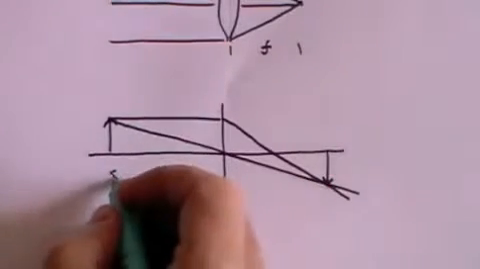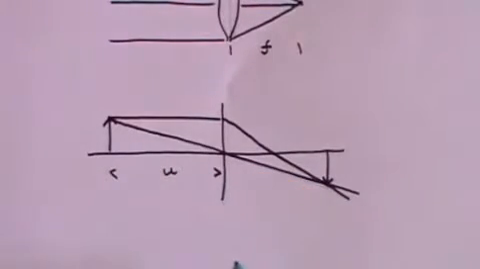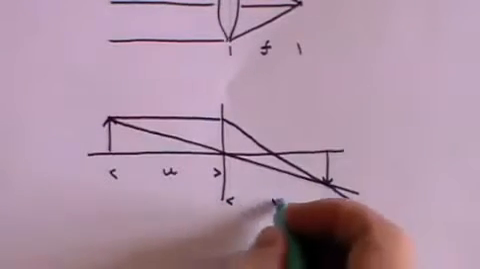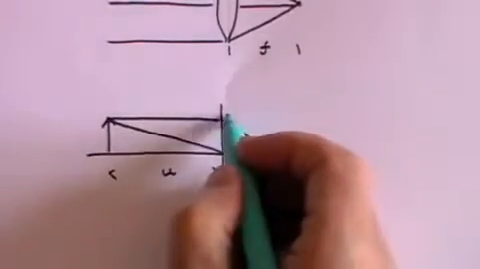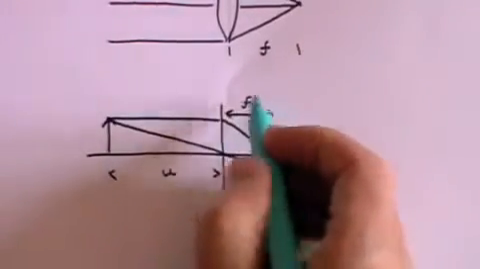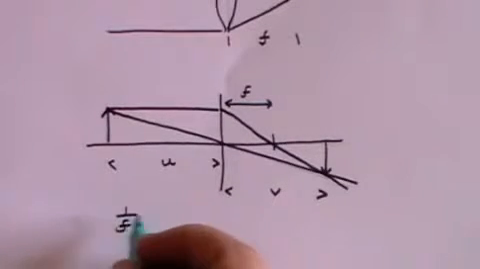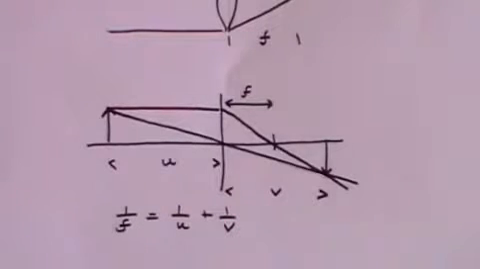And what we said was that the distance from the object to the lens is distance u, the distance of the image to the lens is a distance v, and the focal length is f. And we derived the formula that 1 over f equals 1 over u plus 1 over v. That was all derived in my earlier video.